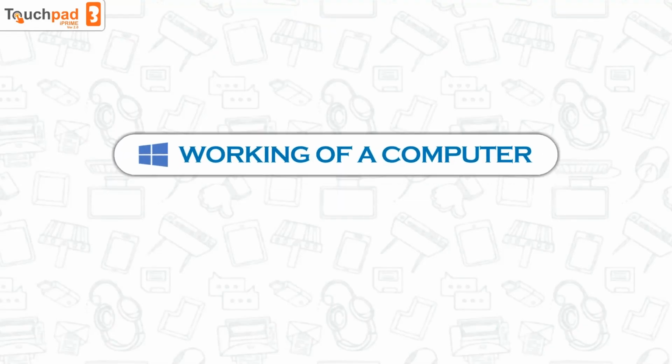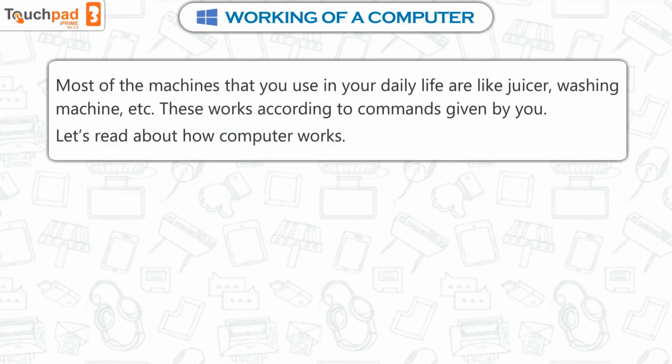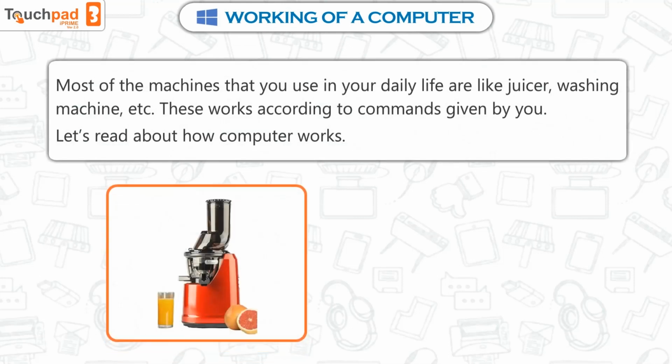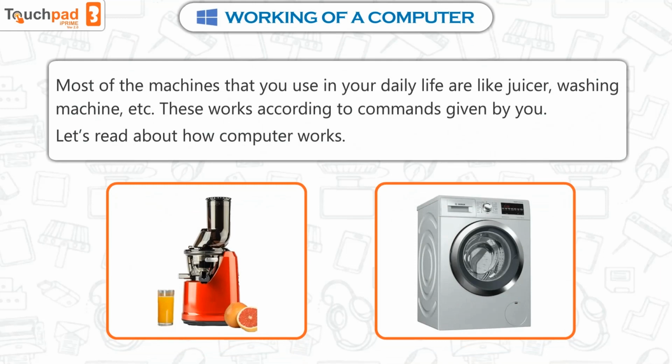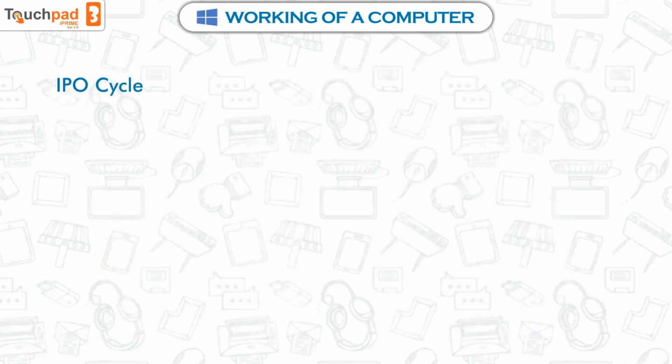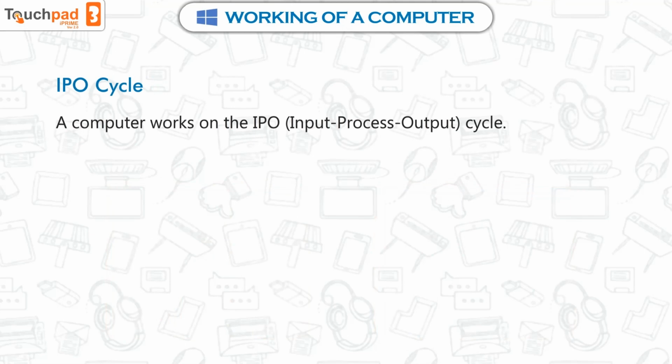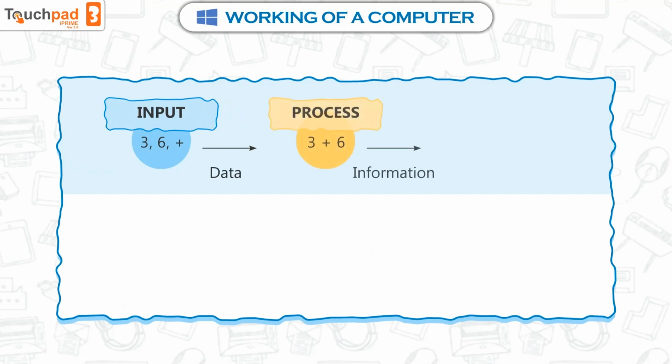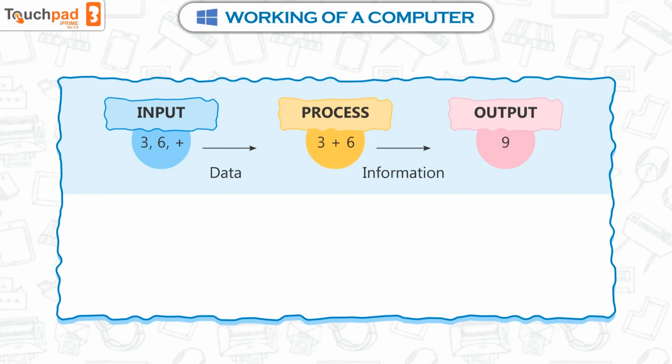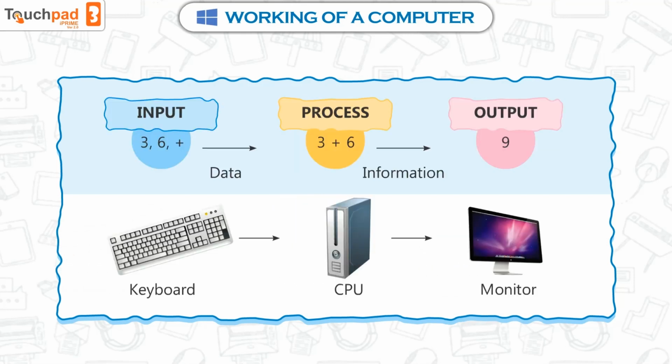Working of a computer. Most of the machines that you use in your daily life, like juicer, washing machine, etc., work according to commands given by you. Let's read about how a computer works. IPO cycle. A computer works on the IPO, input process output cycle. Input: 3, 6, plus, data. Process: 3 plus 6, information. Output: 9. Keyboard, CPU, monitor.